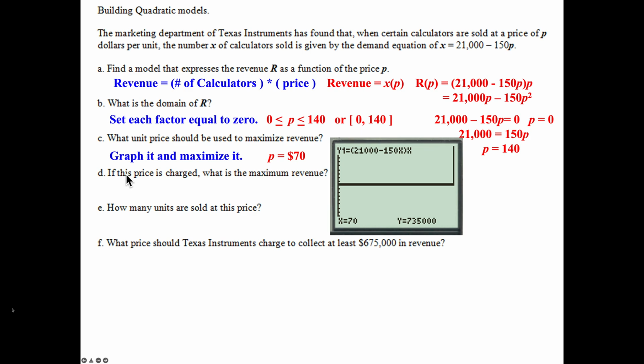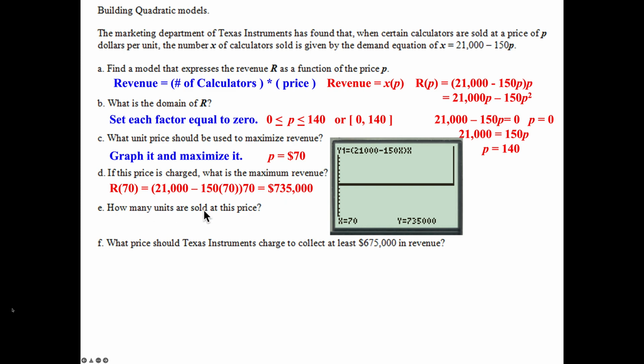So if that price is charged, what is the maximum revenue? Well, that's this y coordinate right here, $735,000. If you want to double check, you can take $70, plug it into the p's here and here, or in this equation, but you'll get $735,000.